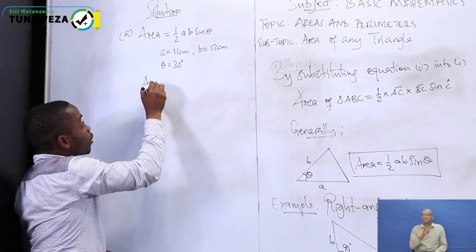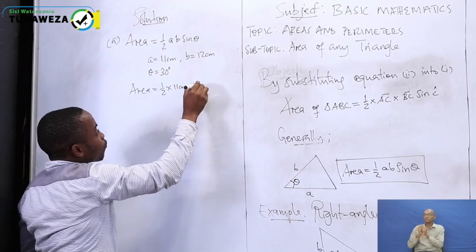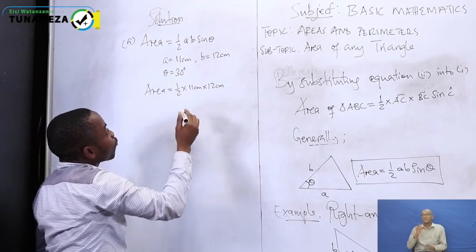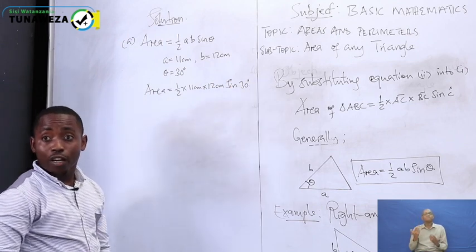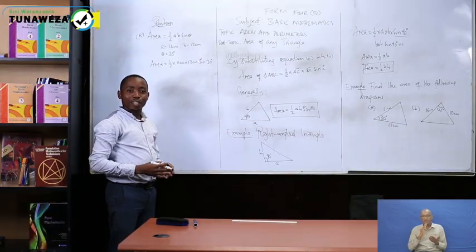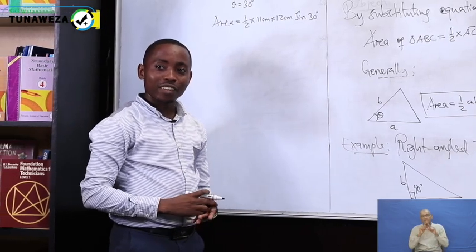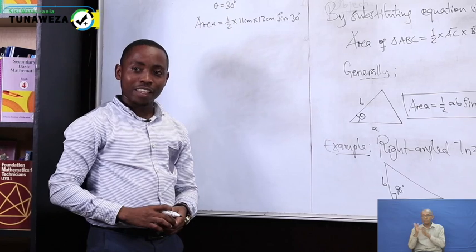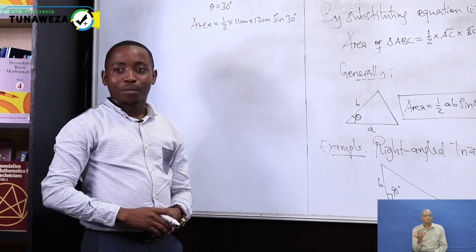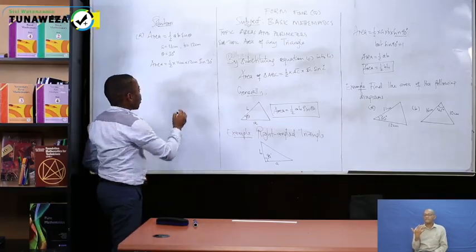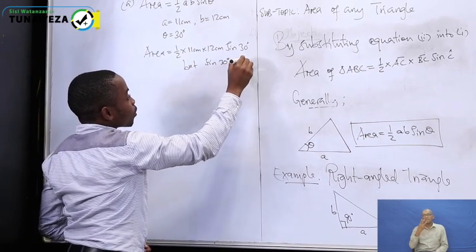Our area will be equal to a half times A, which is 11 centimeters, times 12, which is the value of B, and the sine of 30 degrees. But we have to know the value of sine 30. On your mathematical table, you may just open and read the value of sine 30. Sine 30 is how much? Yes, it is 0.5. So sine 30 degrees equals 0.5.